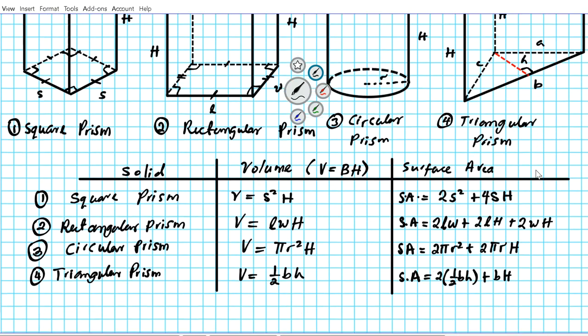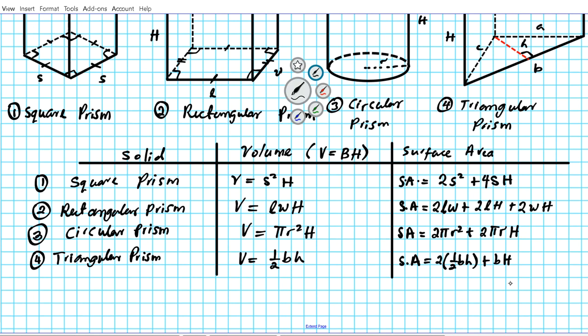Just go around. You have 3 lateral sides here. So the front is little b times big H, and the right side is little a times big H, and then the other one will be little c times big H. Alright, so that's the set of formulas we're going to be using for the examples today.